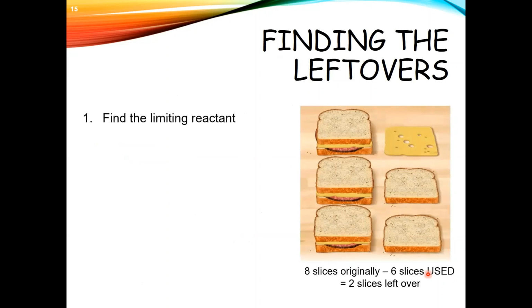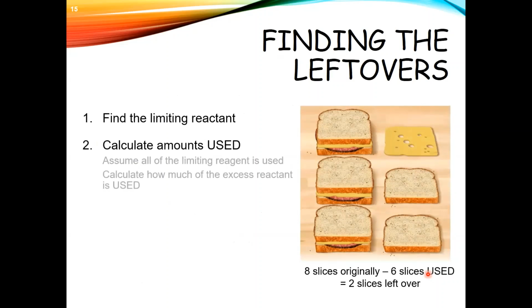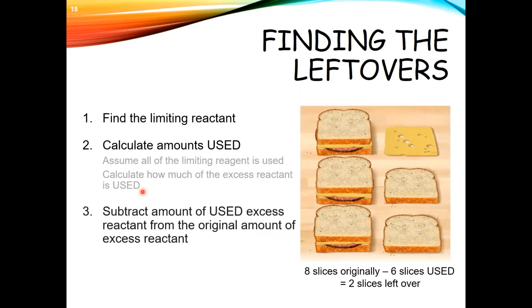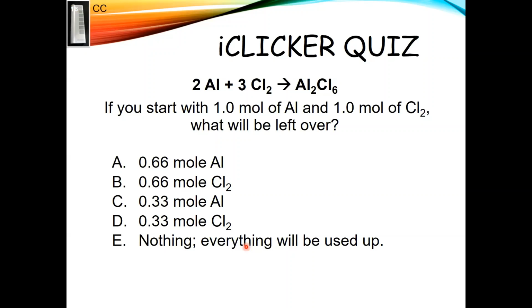Again, those steps: find the limiting reactant, calculate your amount used, so assume all of the limiting reagent is used up, calculate how much of the excess reagents are used, then subtract the amount of used excess reagent from the original amount of excess reagent. And there you go. You have how much is left over. Let's practice that really quickly.